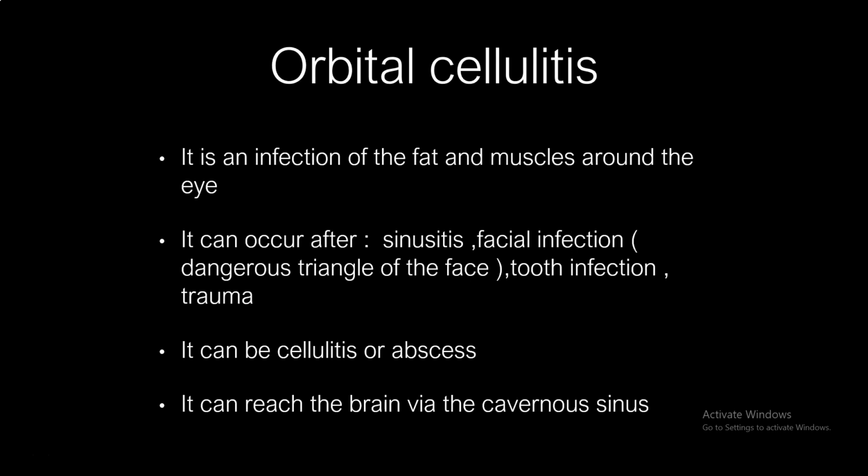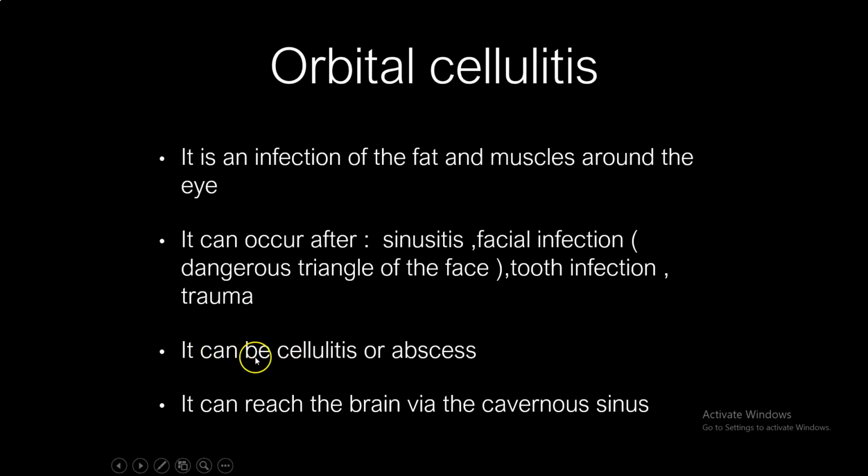Orbital cellulitis is related to bacterial infection. The other one was autoimmune. This is a real infection, infection of the fat and muscle around the eye. Where does the organism come from? From sinusitis. You know that the sinuses, ethmoid and frontal sinus, are near the orbit. It can come from infection in the face, a wound in the dangerous triangle of the face, or from a tooth. One infected tooth, dental caries, and trauma can cause it.